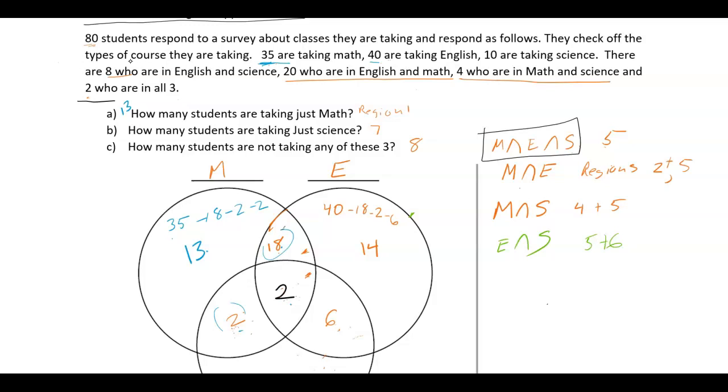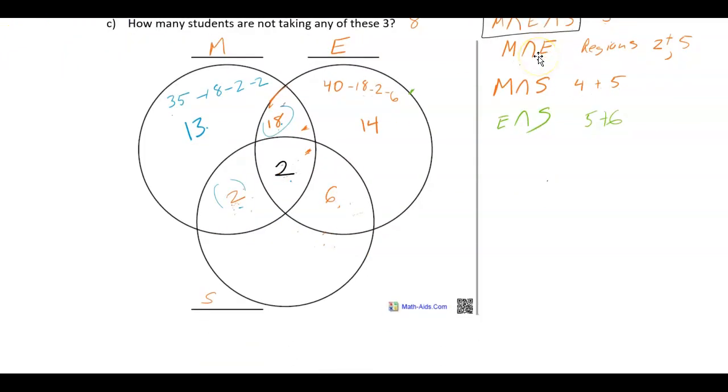And then for just science, it says 10 are taking science. So in this circle for science, this big circle here, those numbers have to add up to 10. So I have to figure out what's missing here. It turns out 6 plus 2 is 8, plus 2 is 10. I already have 10, so there's nobody just taking science.